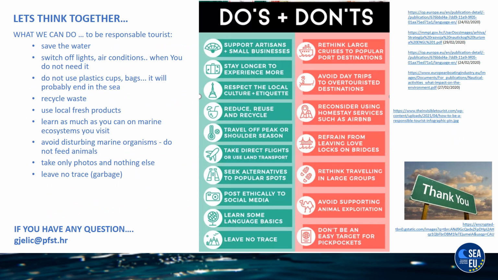So for the end, let's think together what we can do as individuals. We can be responsible tourists, we can save the water, we can switch off the lights when we don't need it. We should not use plastic cups because they will end in the sea. We should recycle waste, use local fresh products, learn as much as we can about the marine ecosystem we visit. We should avoid disturbing marine organisms. We should take only photos and nothing else, and leave no trace.